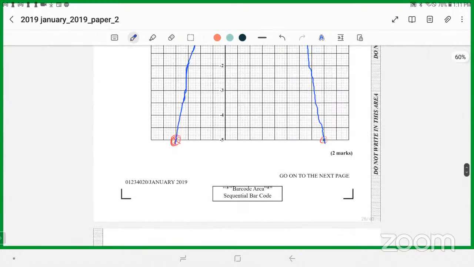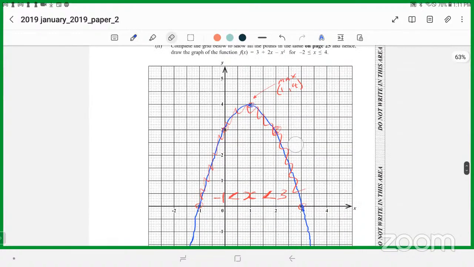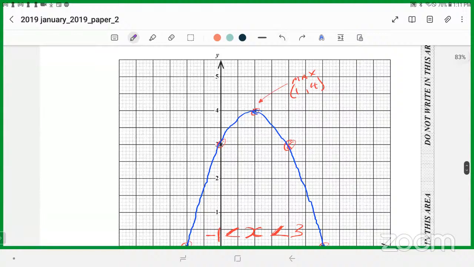So the gradient of the graph will be the gradient of a tangent to the graph. At this maximum turning point, the tangent would be this horizontal line. That would be the tangent at x equals 1. Let me write it out. Tangent at x equals 1. It's horizontal. A horizontal line has 0 gradient. Gradient equals 0. The gradient of a curve and the gradient of a tangent is the same.